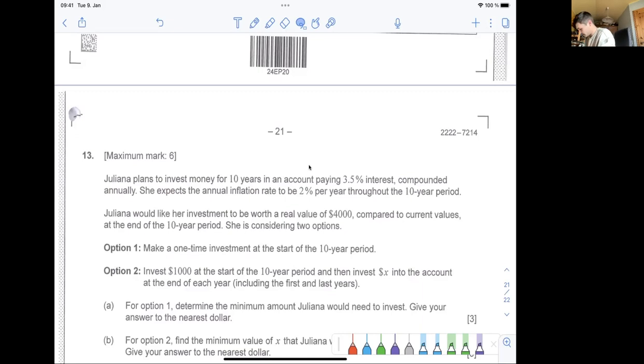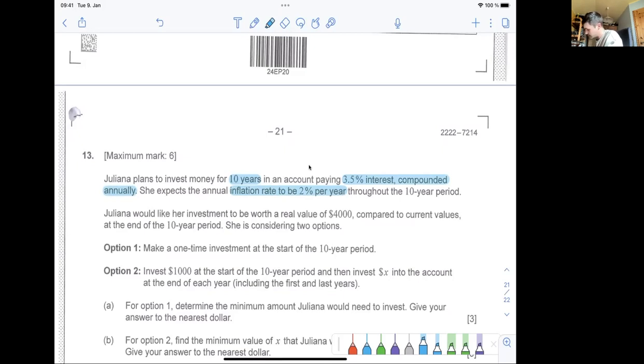Okay, so let's take in some important info. We've got 10 years here, 10 years is our time frame. We've got 3.5% compound interest compounded annually in the account. And we've got an inflation rate of 2% per year. Annual inflation rate of 2%, throughout the 10-year period.